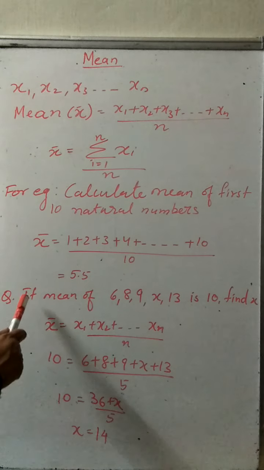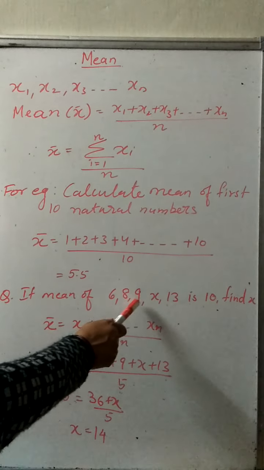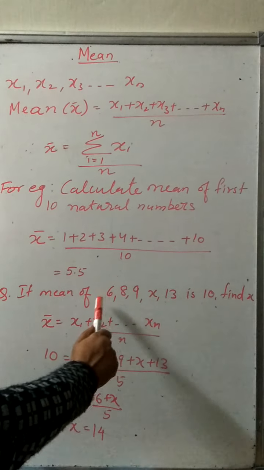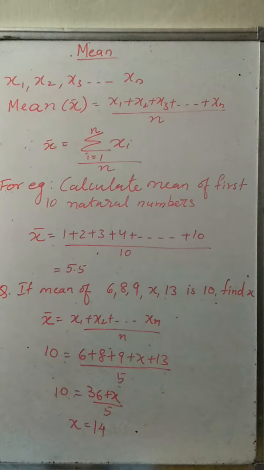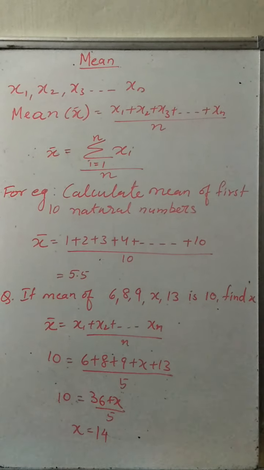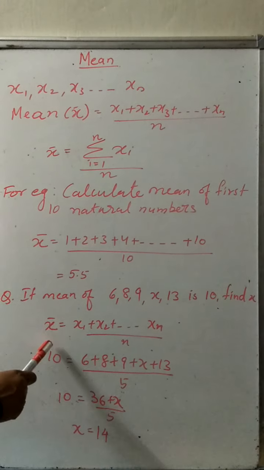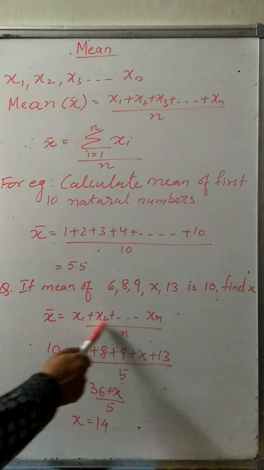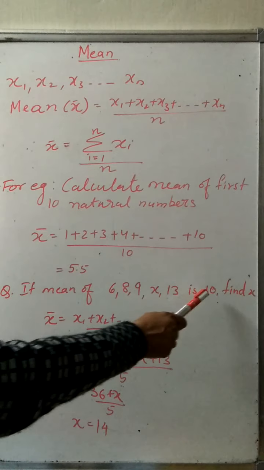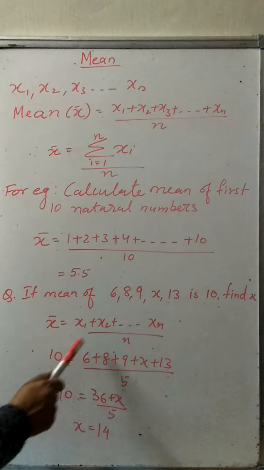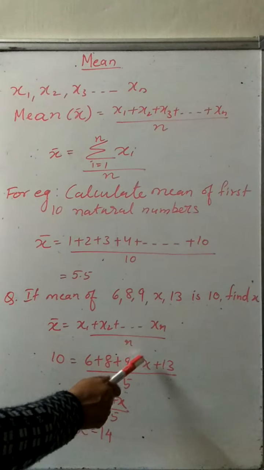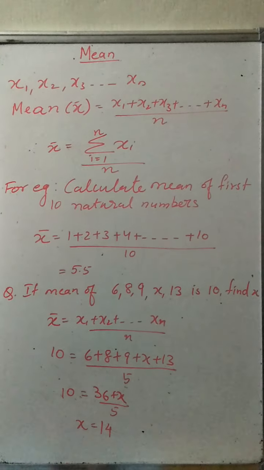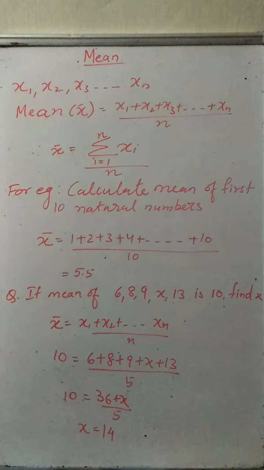Now the question: if the mean of 6, 8, 9, x, 13 is 10, the mean of these observations is 10 and you have to calculate the value of x. Using the same formula, the mean is equal to the sum of all observations divided by n. So mean here is 10, so I have written 10 here, and (6 plus 8 plus 9 plus x plus 13) divided by 5. After solving this you will get the value of x as 40.